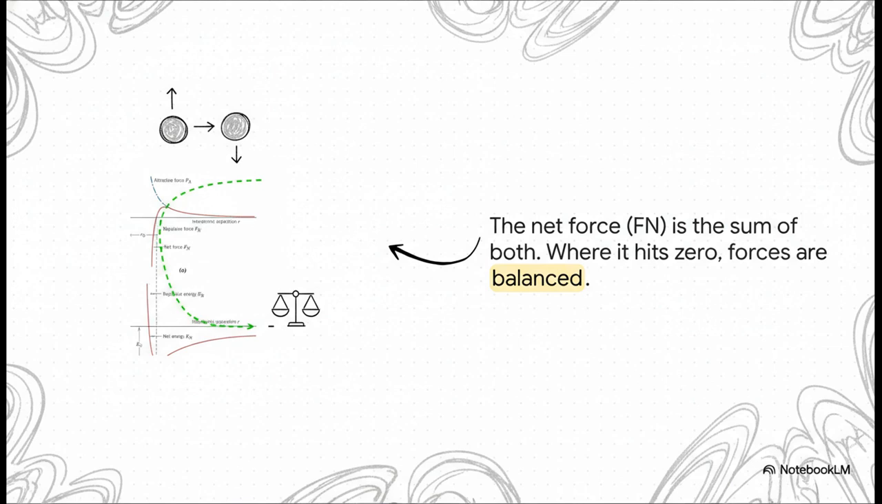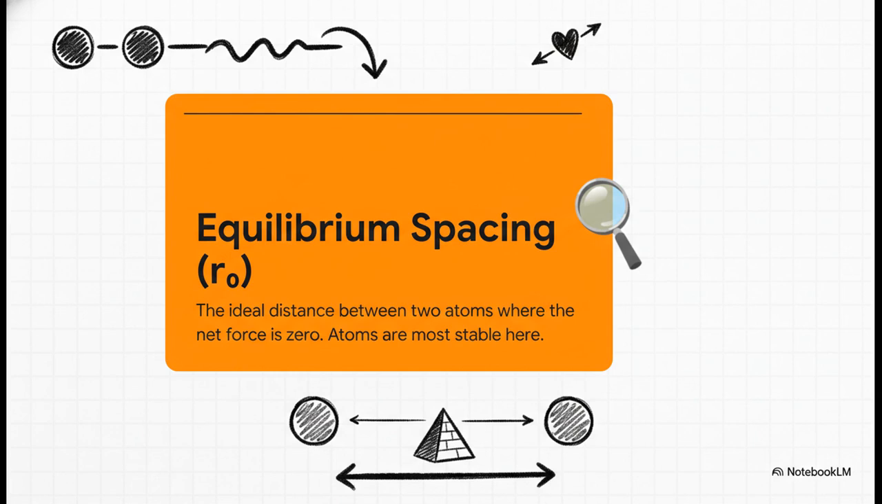The net force is zero. The tug of war is a perfect tie. We've got a name for this perfect distance. It's called the equilibrium spacing, or R0. This is the sweet spot. It's the most comfortable, most stable, and most natural distance for these two atoms to be. It's their home base, and it's where they'll always try to be.